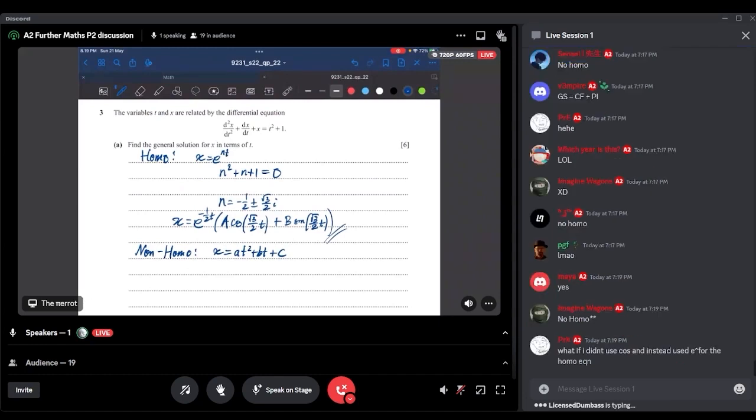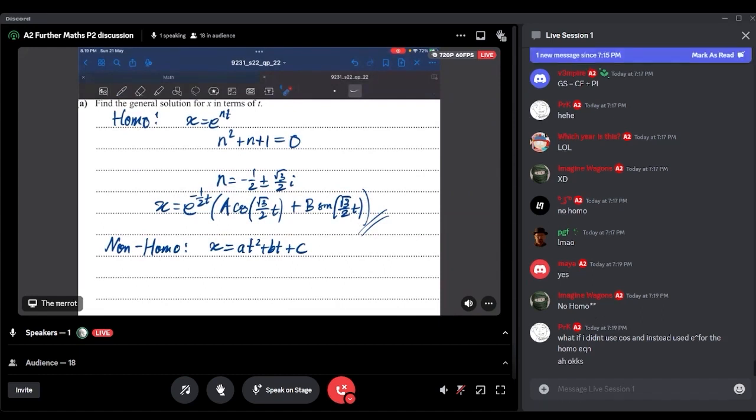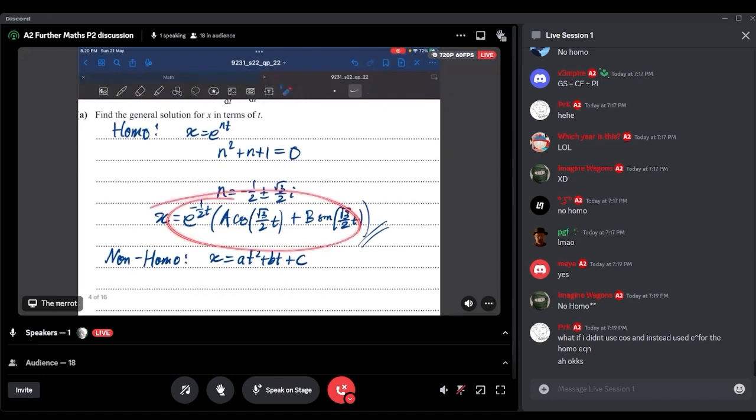What if I didn't use cos, sine, and used e power? That's fine, I guess, but it's better to use this, because we don't really do imaginary numbers in this kind of questions in your A level at least. Yeah, so it's better to write it like this. And even in the book, they suggest you write it in this form.